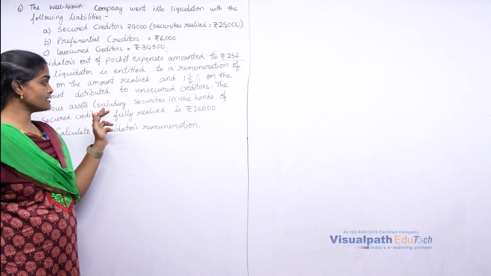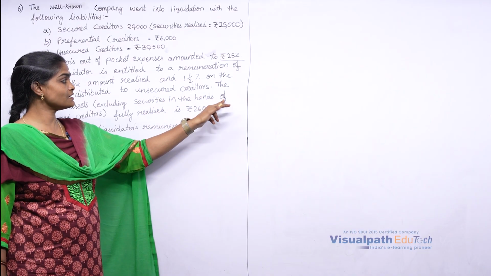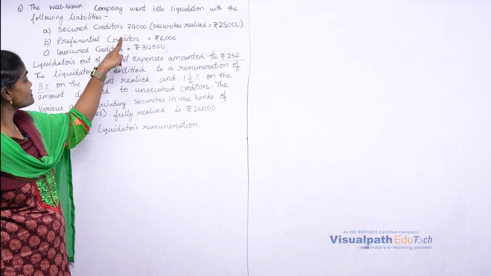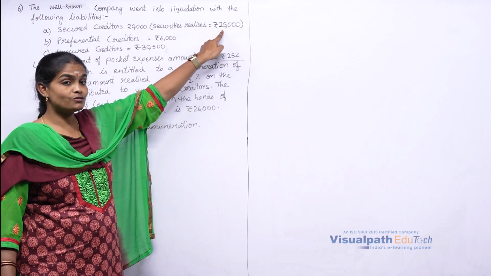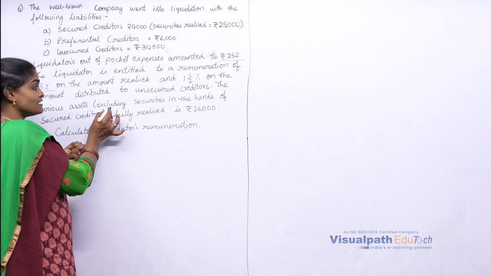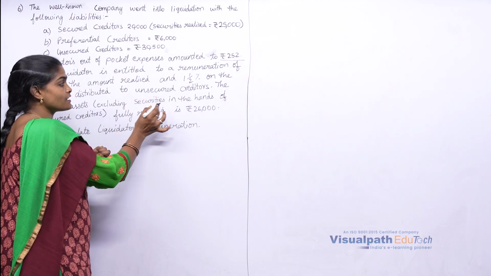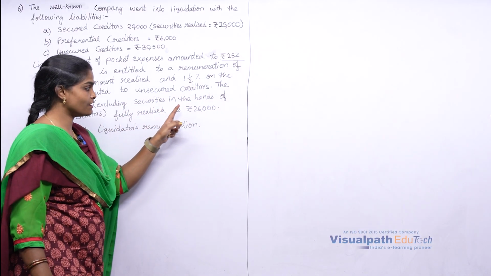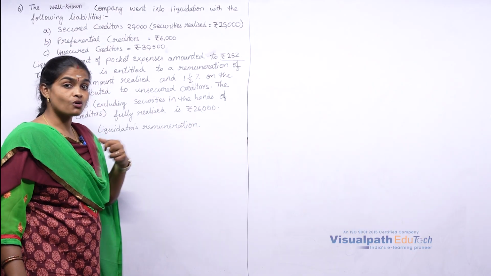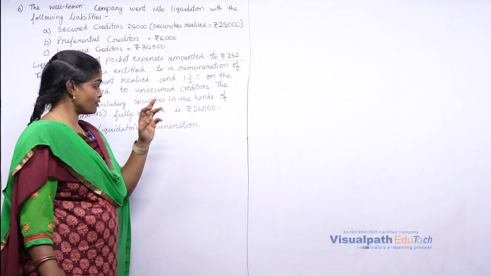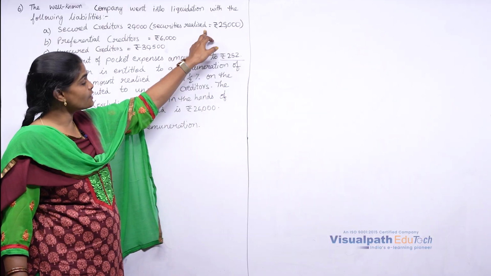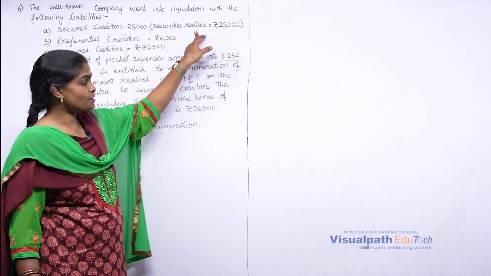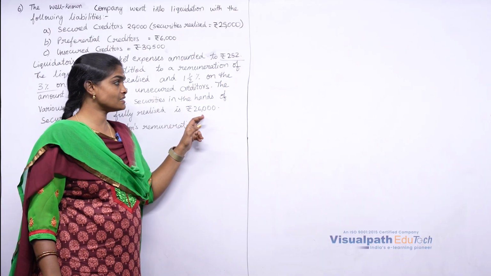Now, the various assets excluding securities in the hands of the secured creditors. Here, the amount realized is 25,000, and 5,000 is left with us. So, that is excluded. Excluding securities in the hands of secured creditors, the fully realized value is 26,000. So, how much is the amount available with us now? This 26,000 plus 5,000 which we received from securities. So, 26,000 plus 5,000, the total amount available is 31,000.